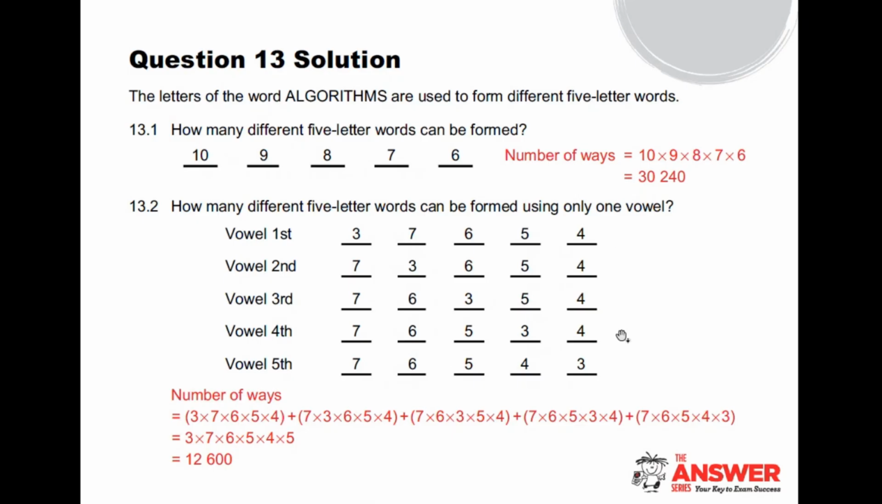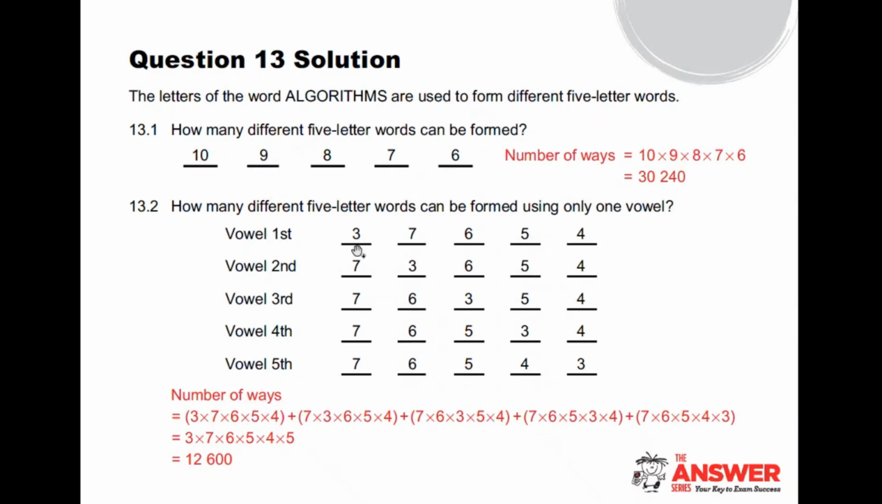How many different 5-letter words can be formed using only one vowel? Now, there's a quicker way of doing this, but in the beginning, I would go slowly and pedantically. The vowel could be first. How many vowels are there? There's A, there's O, there's I. So there are 3 vowels I can have in the first space. I had 10 letters, 3 of them are vowels, and I can only use one vowel. I've used one of them already. How many are left? 7.